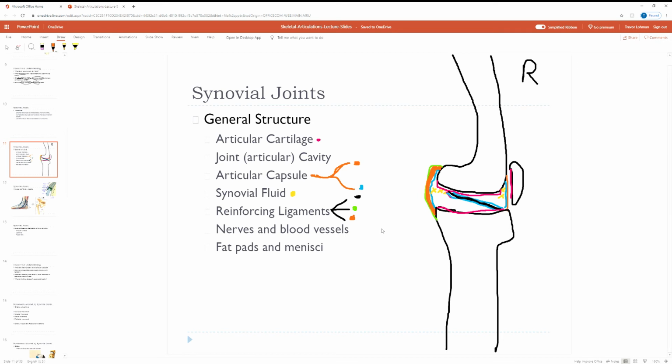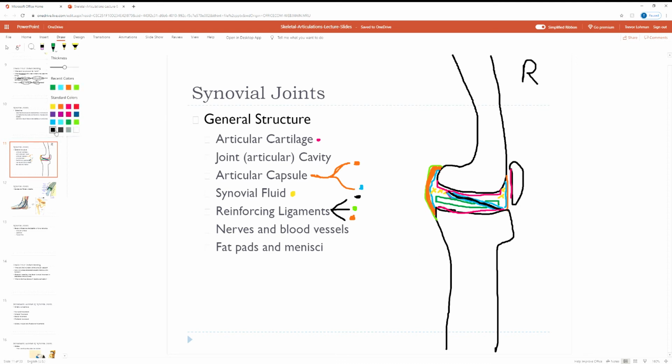And then of course they have nerves and blood vessels, fat pads, and menisci. A fat pad is just what it sounds like, a pad of fat to protect something. There's some around your patella to protect the various structures around your knee. And then menisci. A meniscus is a fibrocartilage disc. And it just so happens that you have two in your knee. And so it is sitting in here like this. Little shock absorber.